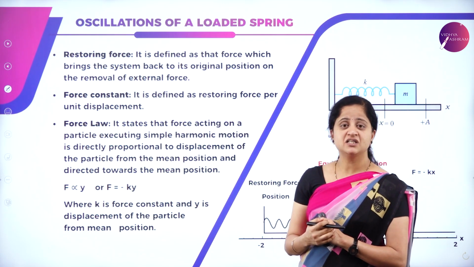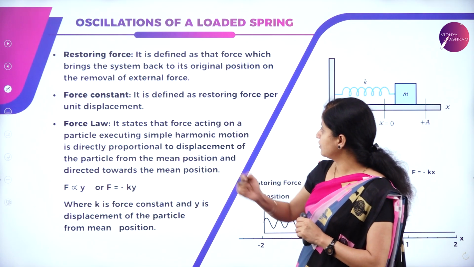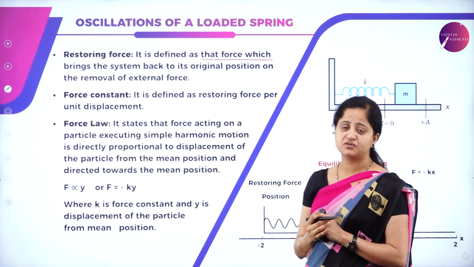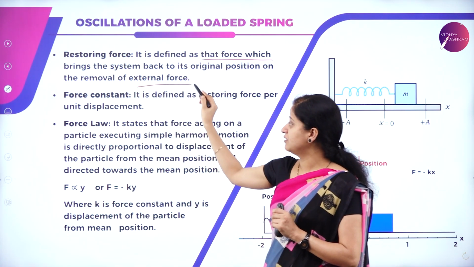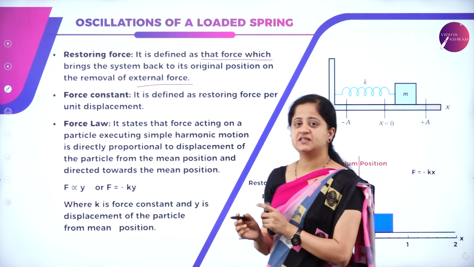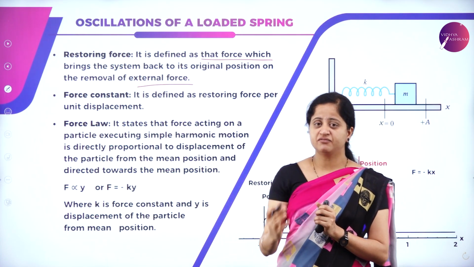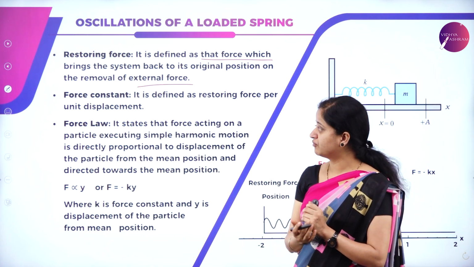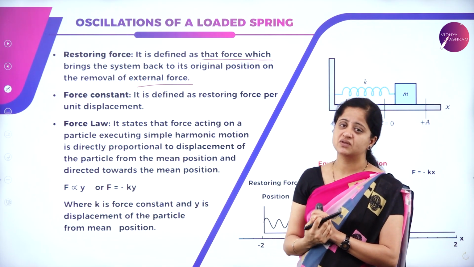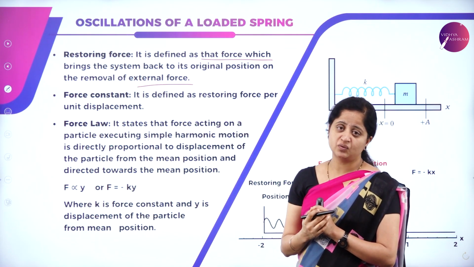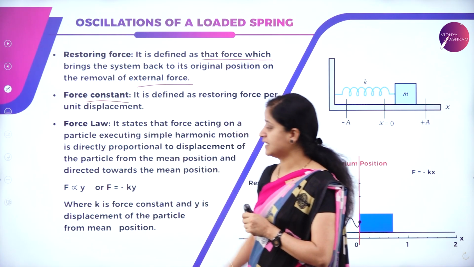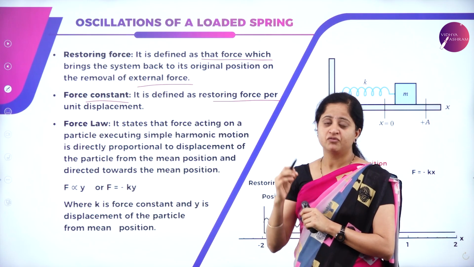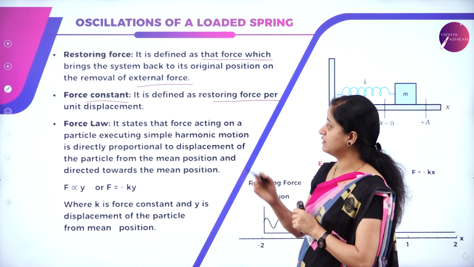We'll start with restoring force. What do you mean by restoring force? It is defined as the force which brings the system back to its original position on the removal of the external force. Restoring force defines itself: it is the force that helps the object come back to its mean position. Next we have force constant. It is defined as the restoring force per unit displacement. Force per unit displacement gives us the force constant.